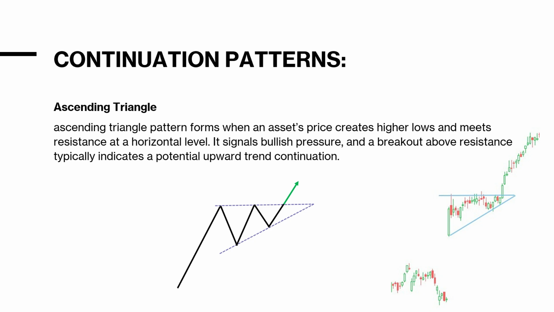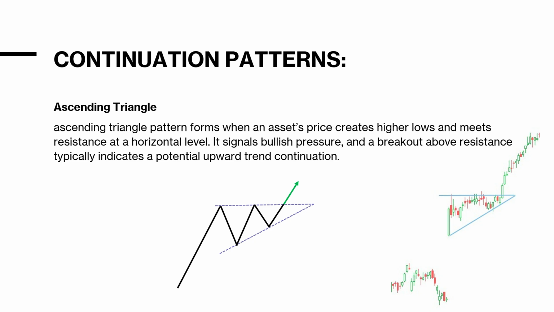Let's discuss the ascending triangle, a bullish continuation pattern that often signals upward trend continuation. An ascending triangle forms when an asset's price creates higher lows while meeting resistance at a horizontal level. The upward sloping trend line reflects increasing buying pressure as buyers consistently step in at higher prices. Meanwhile, the flat resistance line shows that sellers are defending that level.